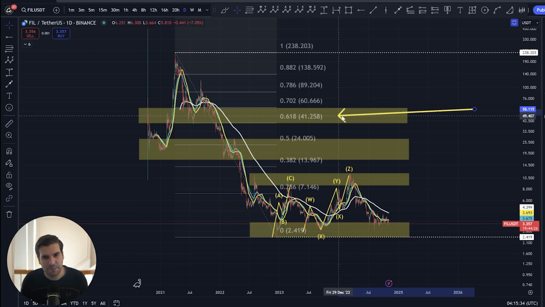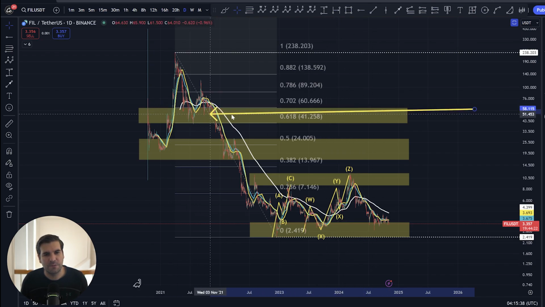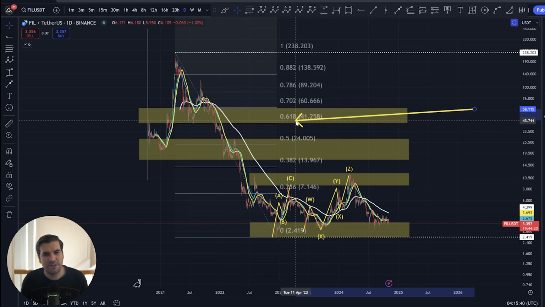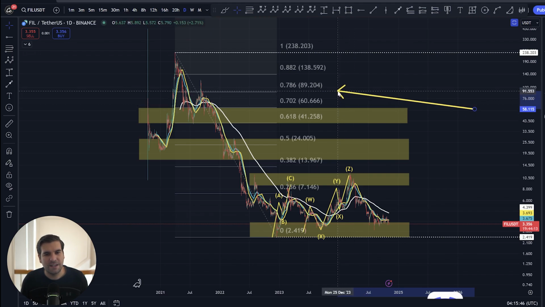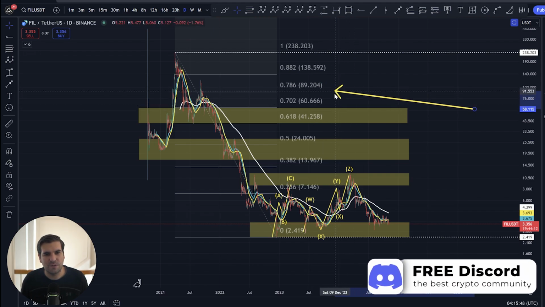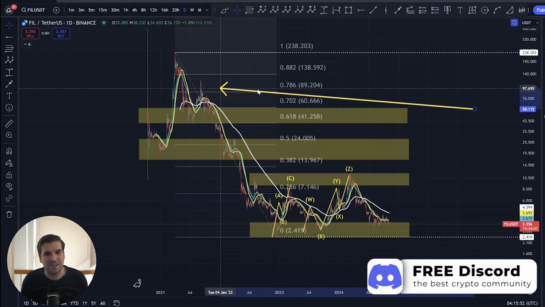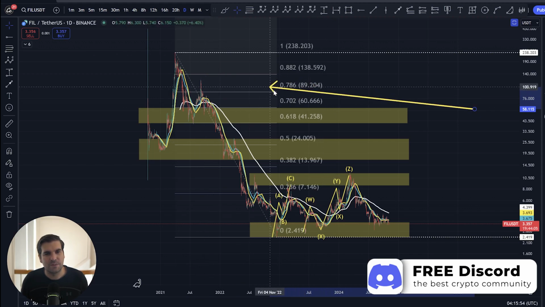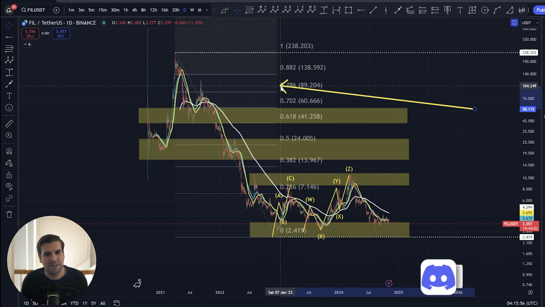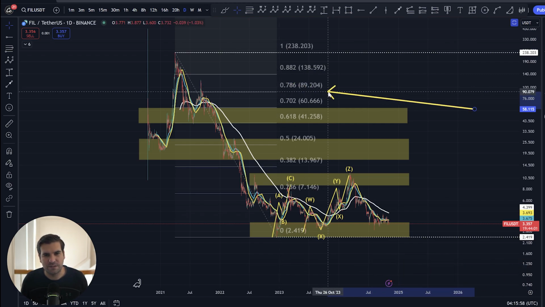This is a high probability area of previous support turned resistance, the 0.618 and 0.702 levels, that is likely to be the resistance for Filecoin. The 0.786 at $80.20 is also a very, very interesting point. You can see previous resistance here as well on the 0.786. And so we are likely to find that this is going to be a potential area for major resistance as well.